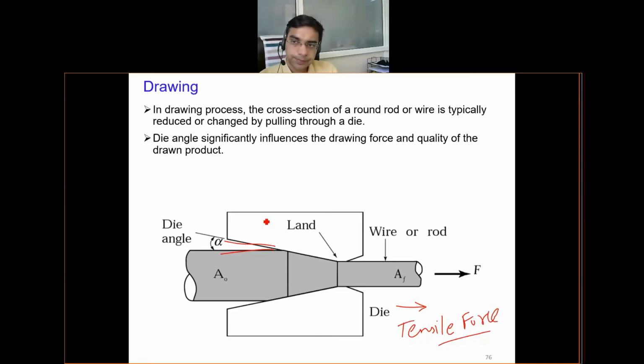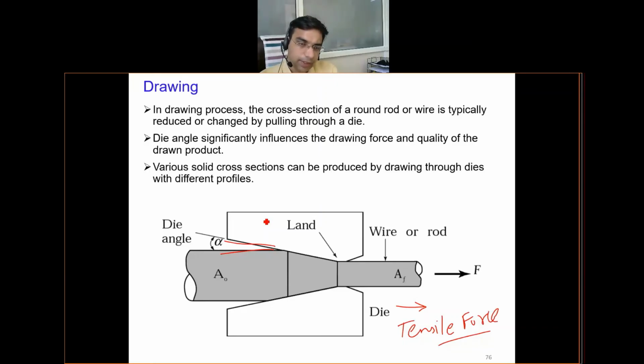So coming back to this topic of drawing, the quality of the drawn product is influenced by this die angle, and various cross sections can be produced by having dies of different profiles. So A naught here indicates the initial cross section area, and AF is the final cross section area.